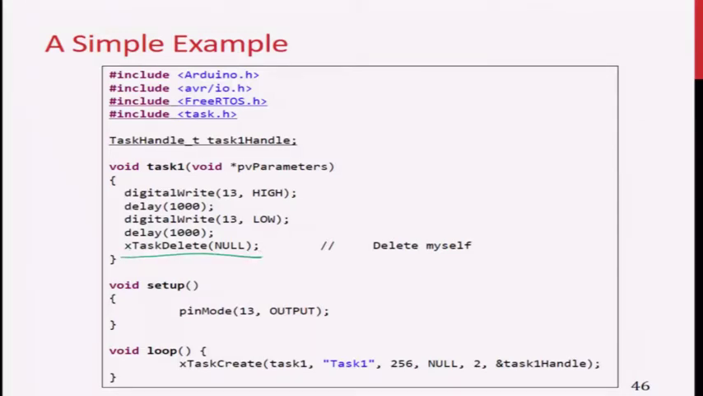Even if I don't put this line, your Task 1 will only execute one time. But what's the difference? The difference is if I call this task delete, I am going to delete this task. That means I'm going to delete the memory that was allocated when I created the task, so I free up the memory for other things. So this is an example of a one-time task. I create the task, I execute one time, and after I execute one time, I delete myself. That's it.